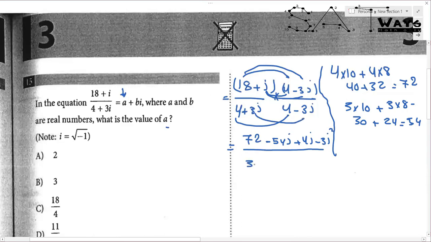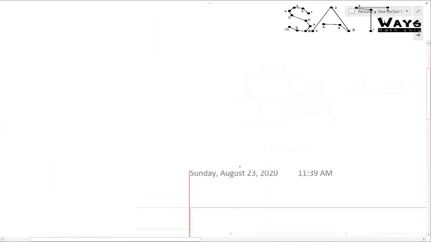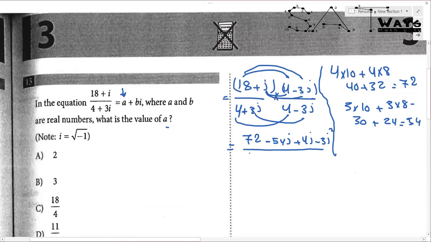Because if we do FOIL, the middle terms will eliminate. So we just make it like this: 4 multiplied by 4 is 16, and 3 multiplied by negative 3 is negative 9i squared. All right, we know that i squared equals negative 1, so all we're supposed to do now is eliminate i squared and change this sign to plus.